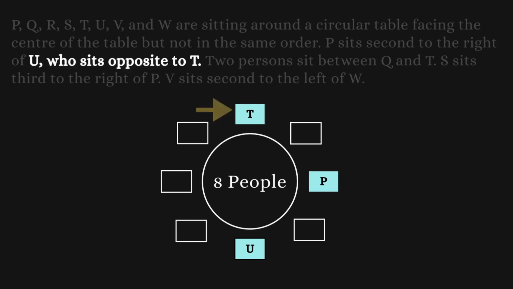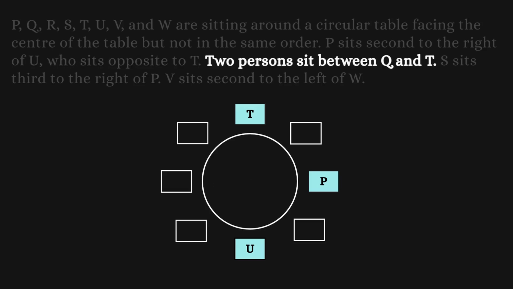Now let's consider the next statement. Two persons sit between Q and T. The position of T is already fixed. So if there are two people between Q and T, Q should be sitting either here or here. Since we cannot be sure, let's write Q outside the chair.